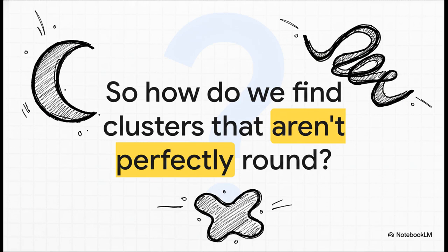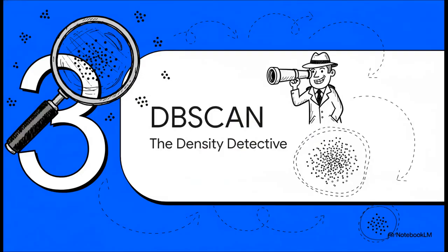And that brings us to the next logical question. If our go-to, everyday tool can't handle these more interesting, irregular shapes, what are we supposed to do? How do we find clusters that might look like moons or spirals or anything that isn't just a simple circle? And this is where our second detective comes in, DBSCAN. Now, instead of looking for the center of a group, DBSCAN has a totally different strategy.